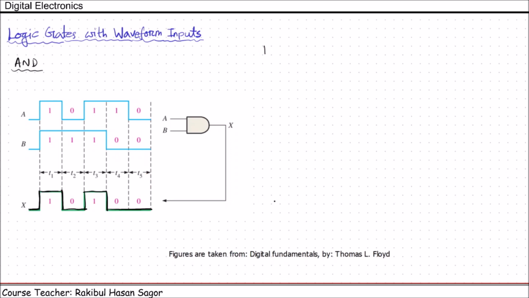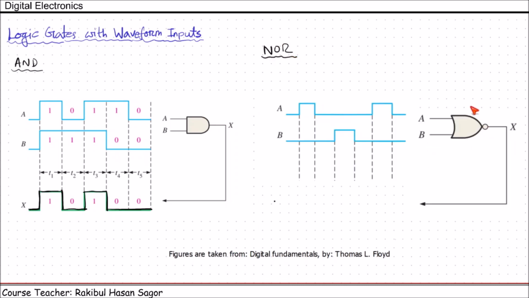Let us see another example using NOR gate. This is the graphical symbol of NOR gate. We have A input and B input, and the input waveform for A is like this, and the input waveform for B is like this. Now, what will be the corresponding output? We'll plot this. Let's extend this part.